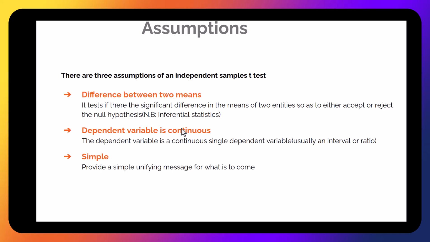The second assumption is that the dependent variable must be continuous. It must not be a categorical dependent variable. It must not be qualitative, but it must be a continuous variable.